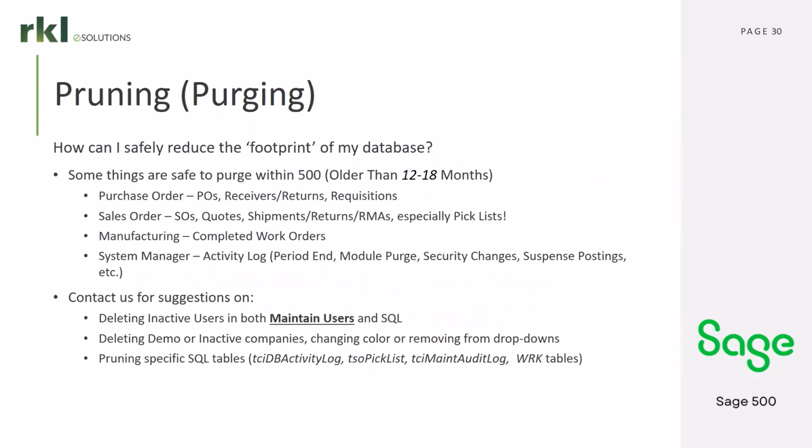Some other purging of data that is safe and easy is to remove old POs and sales order transactions, but don't remove these if you want to refer back to the details. System manager activity and audit logs are good for purging as well. It will purge the TCI DB activity log if you have the audit tracking turned on. Also work tables. They're supposed to clean up after themselves, but sometimes they don't. So you're going to want to truncate those tables.